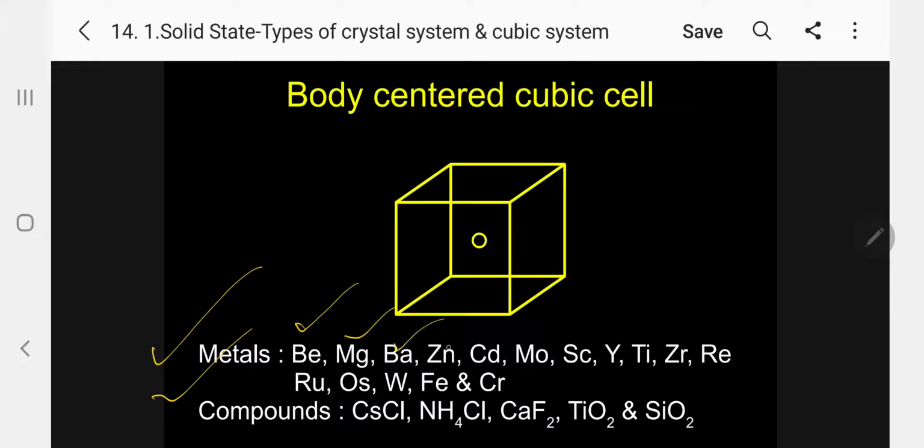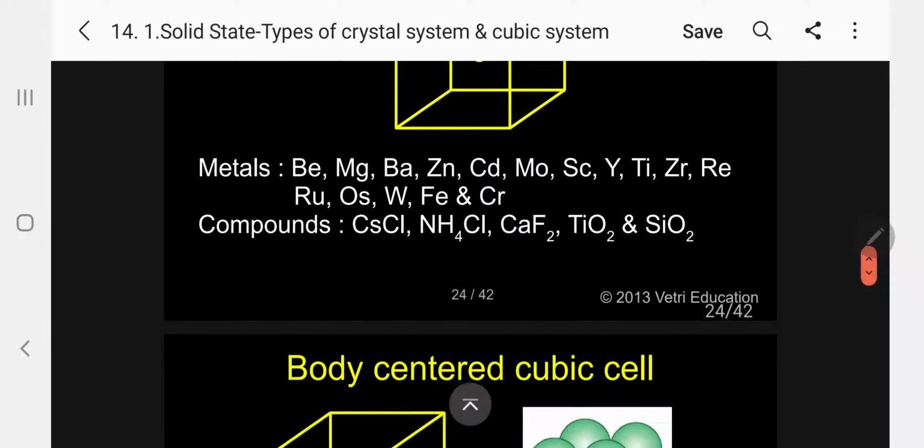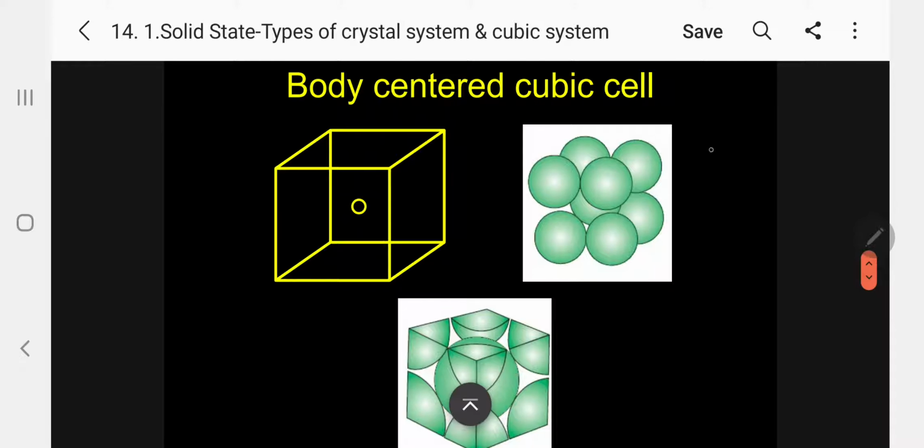Beryllium, magnesium, barium, zinc, cadmium, molybdenum, scandium, yttrium, titanium, zirconium, rhenium, ruthenium, osmium, tungsten, iron, chromium. These are the metals that form it. The compounds: cesium chloride, ammonium chloride, calcium fluoride, titanium oxide, silicon dioxide. Body-centered. Please follow, the body-centered specific examples, these 2 are most important: cesium chloride and ammonium chloride. Please follow.